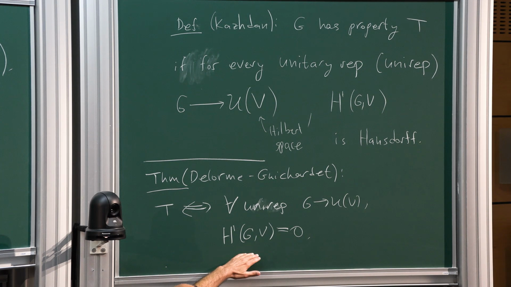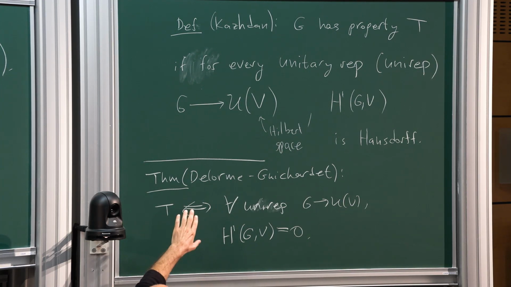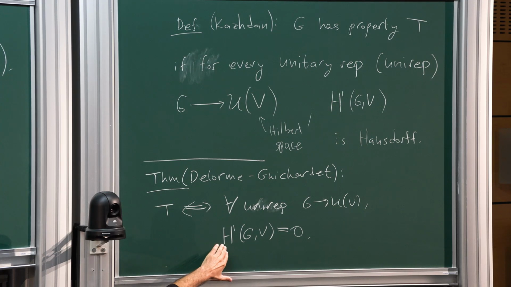So of course, if H1 GV is 0, then the cohomology is reduced. But this is not if and only if for any specific representation. But if you quantify over all unitary representations, this becomes if and only if. That's a breakthrough by Delorme, and hence we have this cohomological vanishing interpretation of property T, which for me is the easiest to remember. So a group has property T if for every unitary representation H1 vanishes. You're satisfied? Excellent.